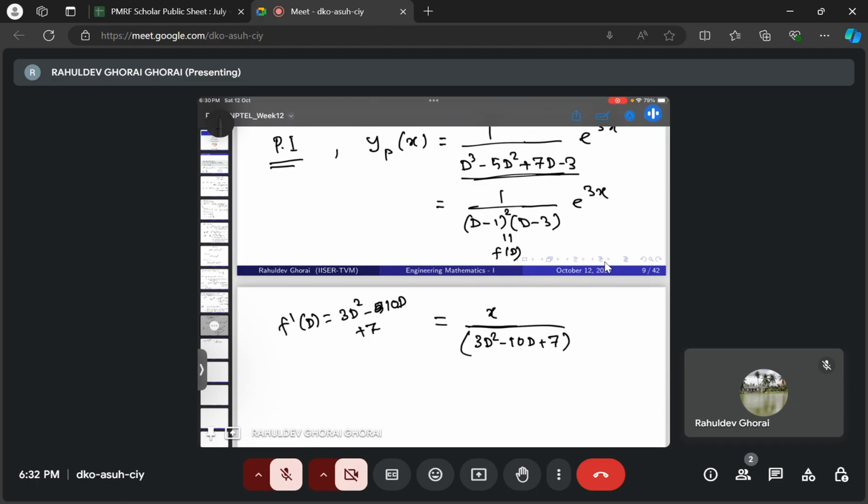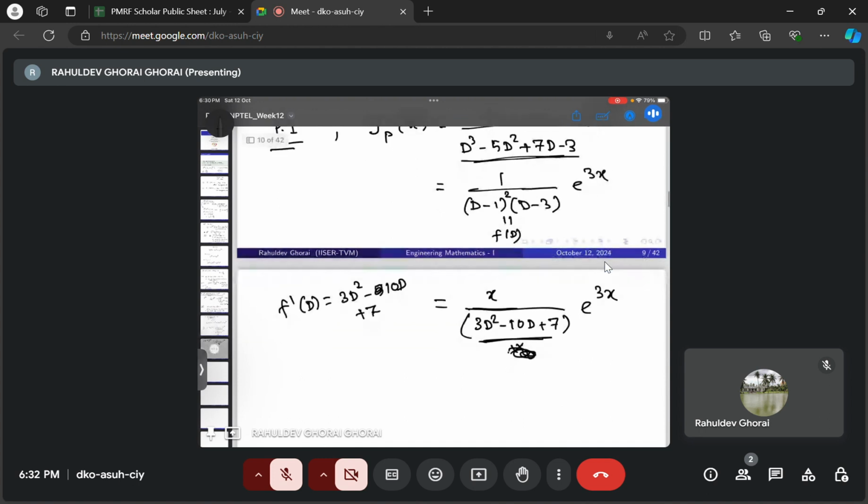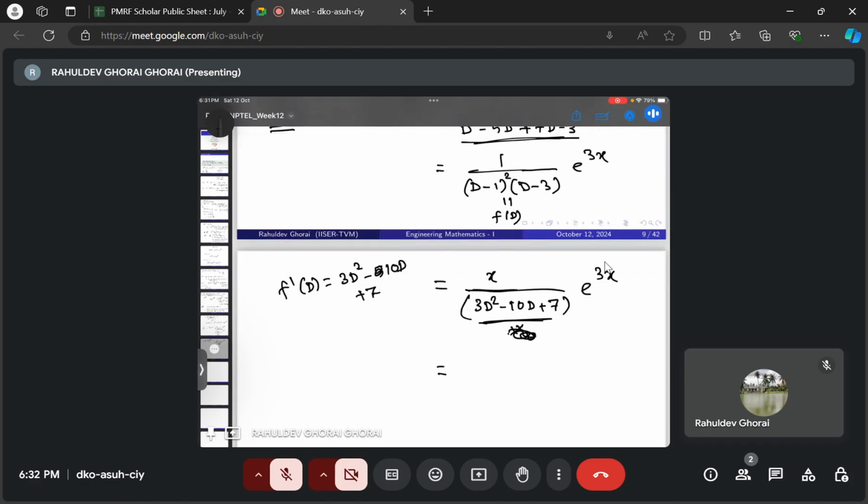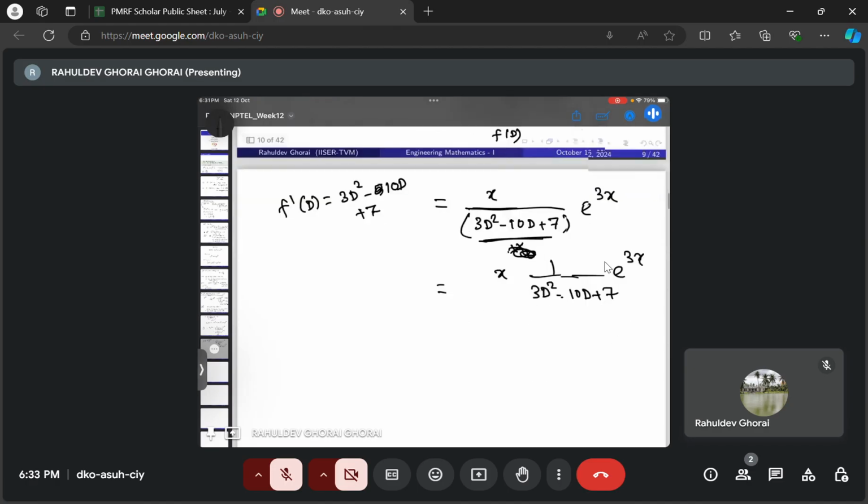So again this is coming 0, right? So you should not put 3 here. If it was non-zero at 3, then you would just take the value. But here it is not like this. So what will this be at 3? So now it is x times e to the power x times 1 over 3D square minus 10D plus 7 times e to the power 3x, right?